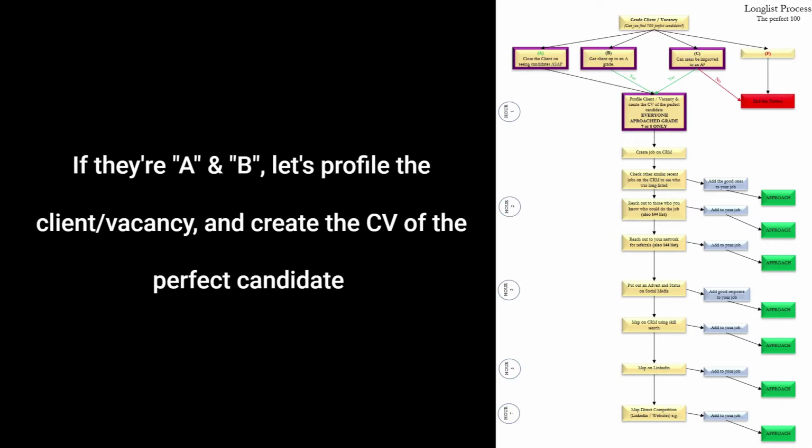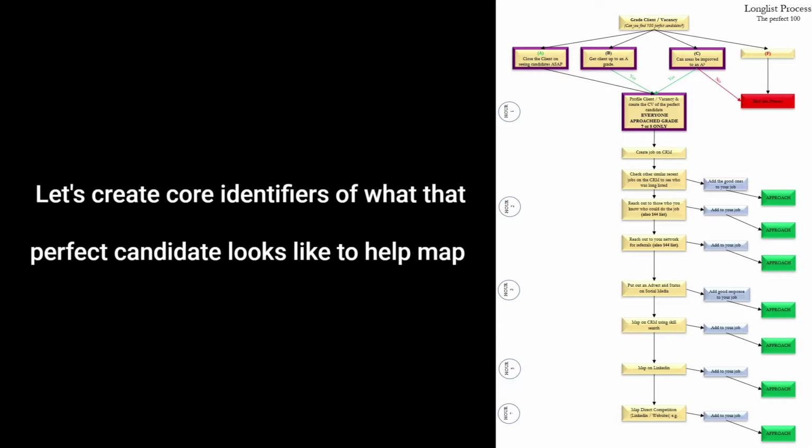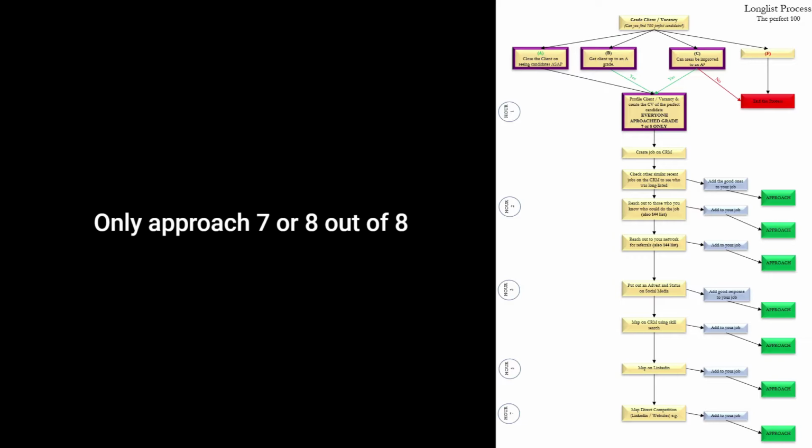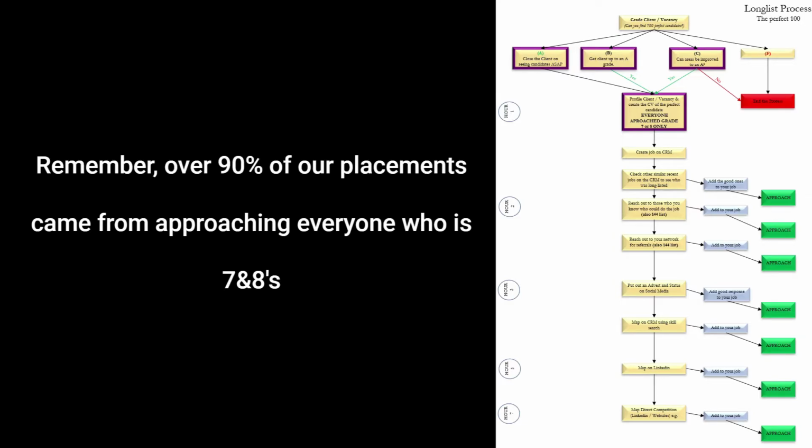Similar if the client remains a C client or the vacancy remains a C. If they're A's and B's, or if the B can be moved to an A, let's profile the client, the vacancy, and create the CV of the perfect candidates. Let's create some core identifiers of what that perfect candidate looks like in order to help us map and match what the candidate should look like. Again, only approach 7 and 8 out of 8.